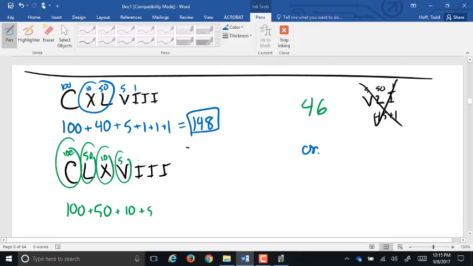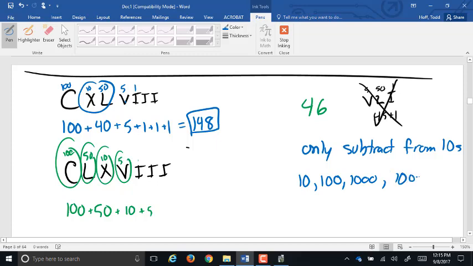In Roman numerals, they only subtract from tens. What I mean by that is 10, 100, 1,000, 10,000, and so on. They don't subtract from the 5s, the 50s. I've got to be careful. They only subtract 1s, 10s, 100s. They don't subtract 5s, 50s, and so on.